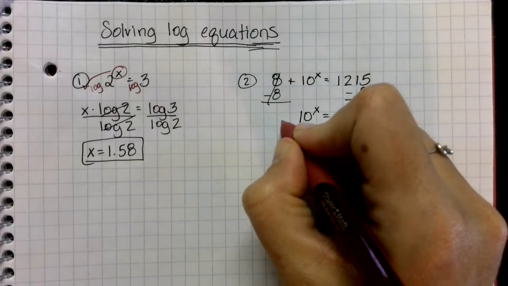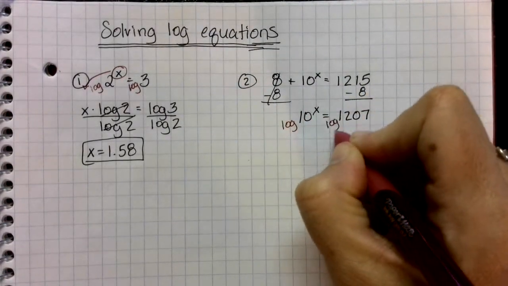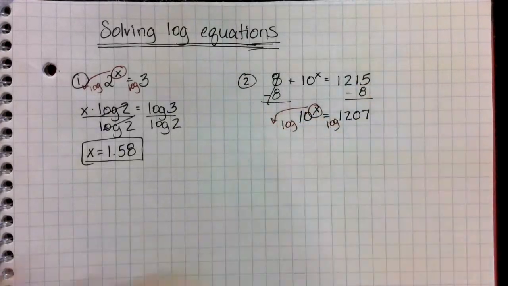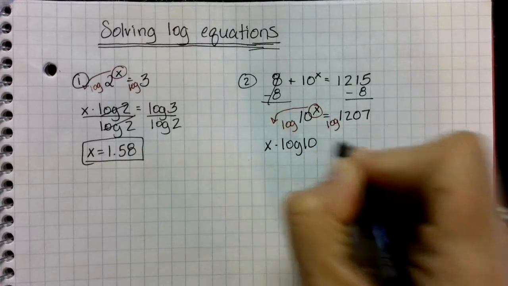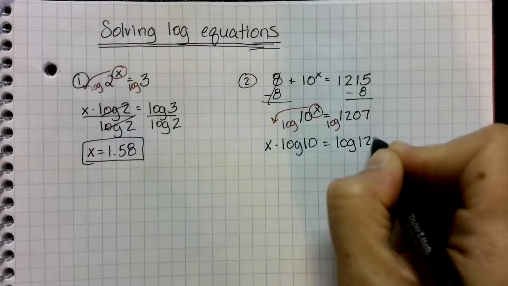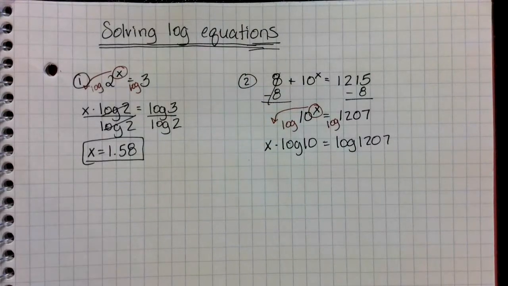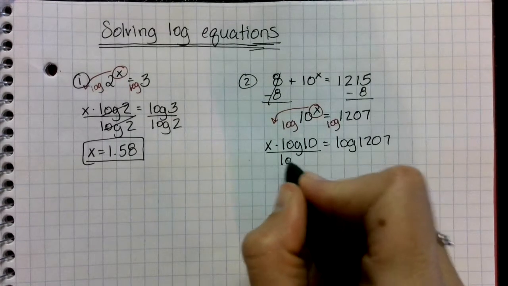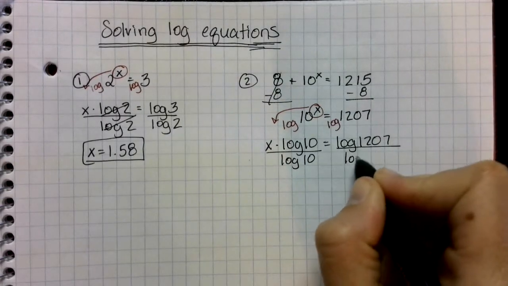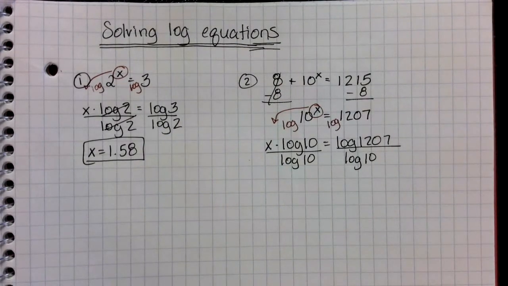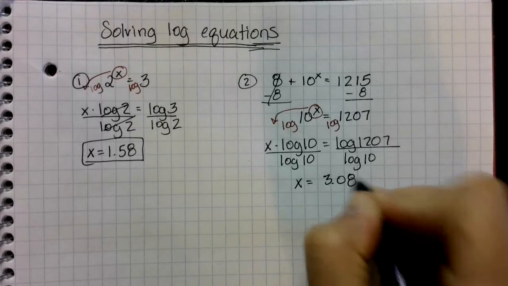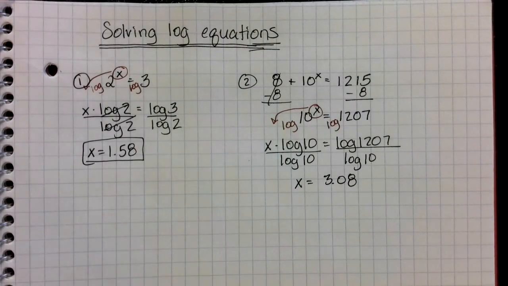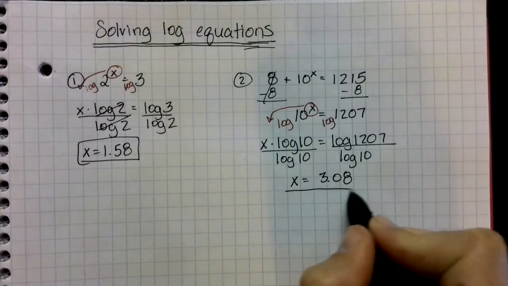Okay, so now to get the variable out of the exponent, I'm going to take the log of each side so I can move that out to the front. So I have x times log of 10 equals log of 1,207. I'm going to divide each side by log of 10. And I get x equals approximately 3.08.